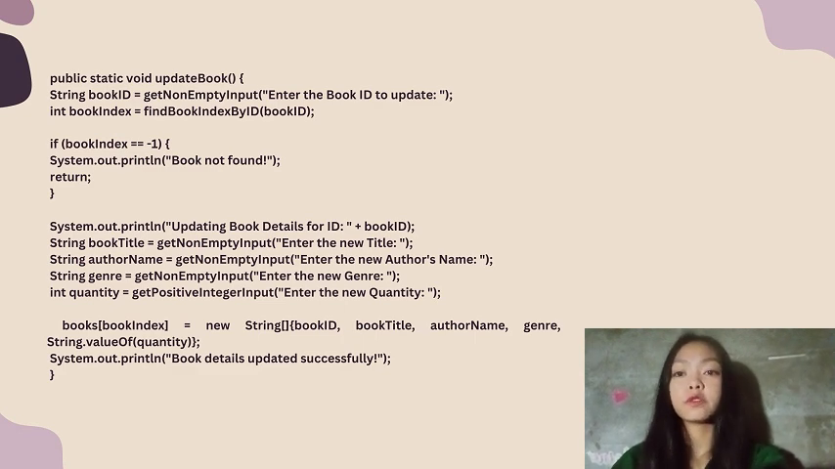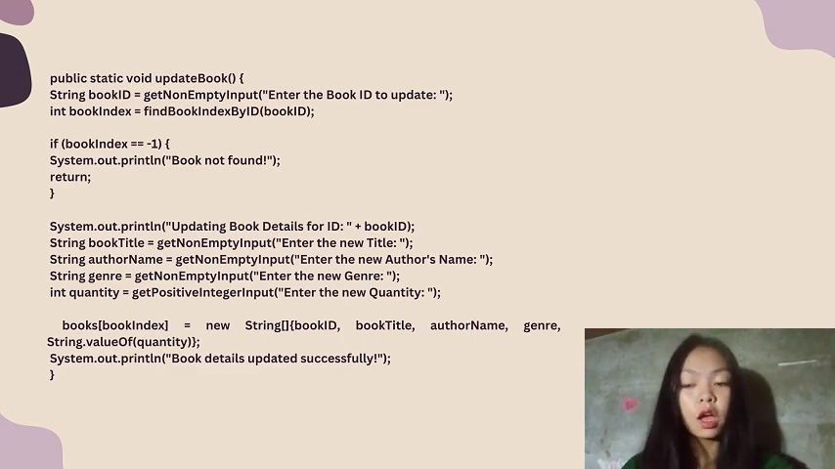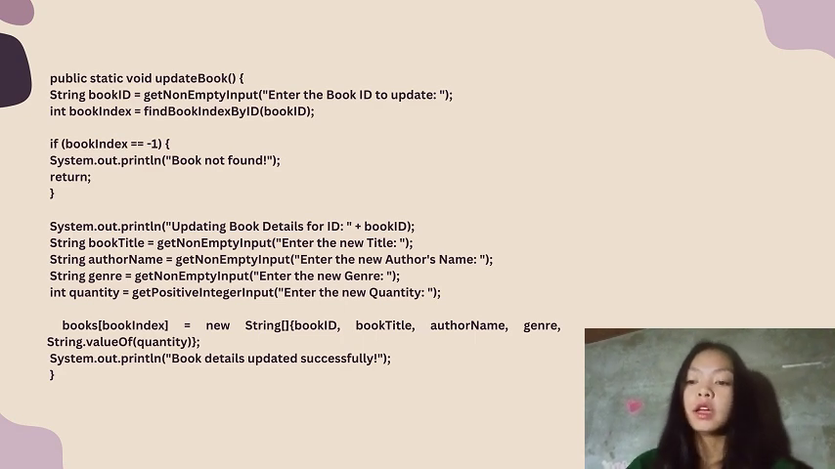This is another part of CRUD books, which is update book. The update book method is designed to update the details of a book stored in the array called books. When this method is called, the user inputs their book ID using the get non-empty input method. This makes sure that it is not empty or blank.